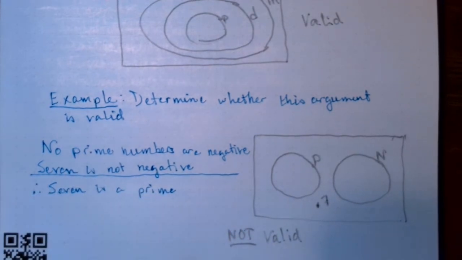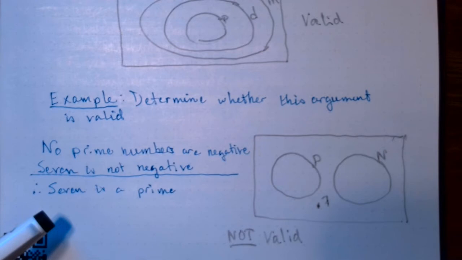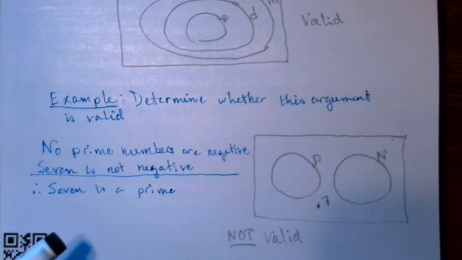Okay, this is not a valid argument. Now, this is an important point to understand when we're talking about an argument being valid or not. Notice the conclusion here is true, okay? But determining whether or not an argument is valid does not simply mean the conclusion is true. It means the reasoning is correct.